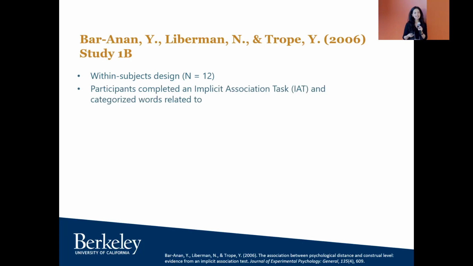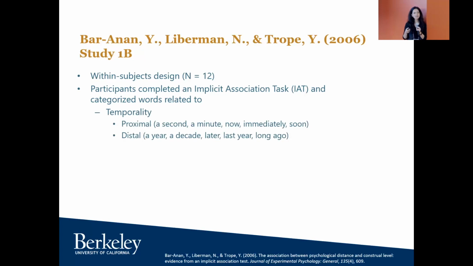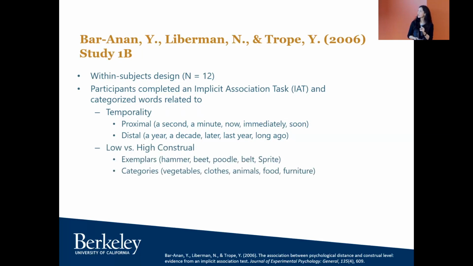Participants completed an IAT task with words related to temporality. So this was whether something was proximal or distal. These are the actual stimuli. Words popped up either like a second, a minute, now, or a year, a decade, last year, and also high versus low construal. So these were either items, things like hammer, beat, poodle, versus categories, so vegetables, dog, animals, clothes.